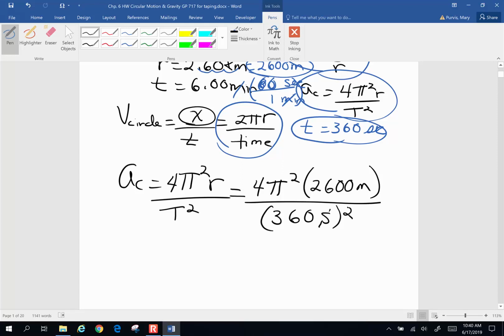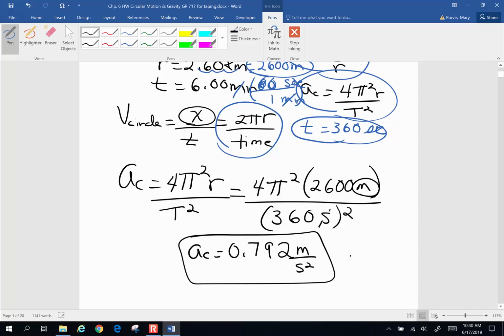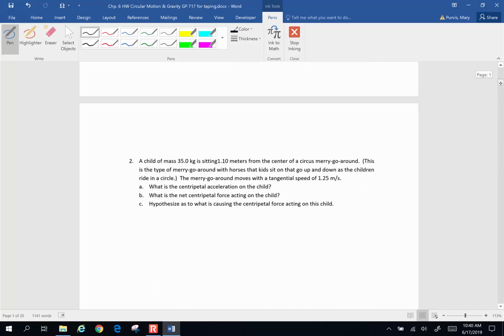So I'm going to grab my calculator, and I'm going to do 4 times pi, square my pi, times 2,600, divided by 360, quantity squared, and I ended up with a value of centripetal acceleration of 0.792. Top is meters, bottom is seconds, quantity squared. Meters per second squared are acceleration units. Hallelujah, that's what we like. Okay, let's do another one.